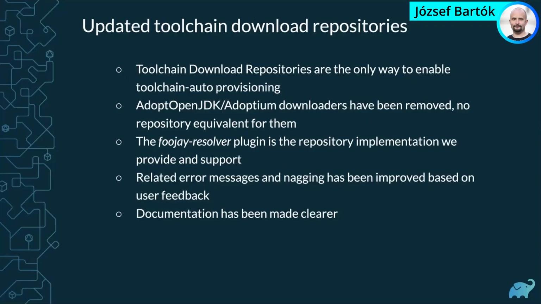The toolchain download repositories, which were developed and introduced in 7.6, become the only choice to configure toolchain auto-provisioning in 8. This happened via removing the Adoptium and AdoptOpenJDK downloaders, which were the legacies at this point. To replace them, we have developed a new toolchain resolver called the Foojay resolver.